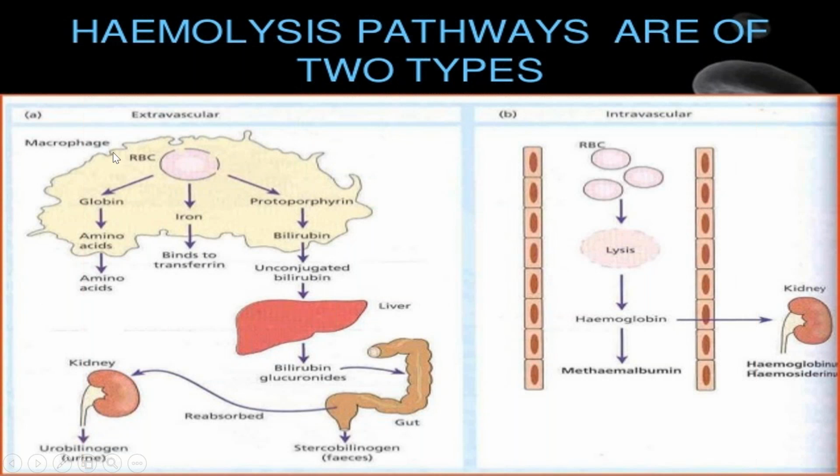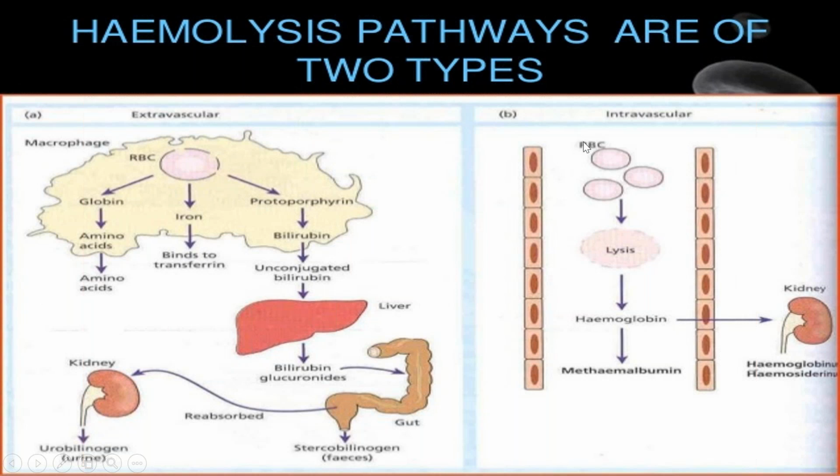So this is in the extravascular hemolysis, that is the liver and the spleen. The RBCs get broken down into globins, iron, and protoporphyrin chains. So what happens is there is an increase in the bilirubin. So there is an increase in the urobilinogen in the urine and stercobilinogen in the feces. While in intravascular hemolysis, this breakdown usually does not occur.